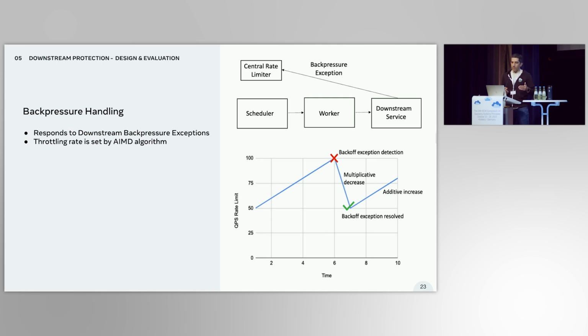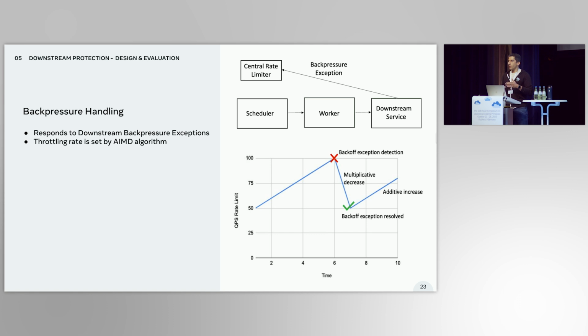algorithm for throttling. This is obviously inspired by TCP/IP, and we use AIMD here to define what rate we want to use for throttling the functions that are using that specific downstream service. Now, just to illustrate this a little bit more, on the chart on the right-hand side, you can see that when we have a situation that the back pressure exception threshold is hit, the AIMD goes into the multiplicative decrease phase.